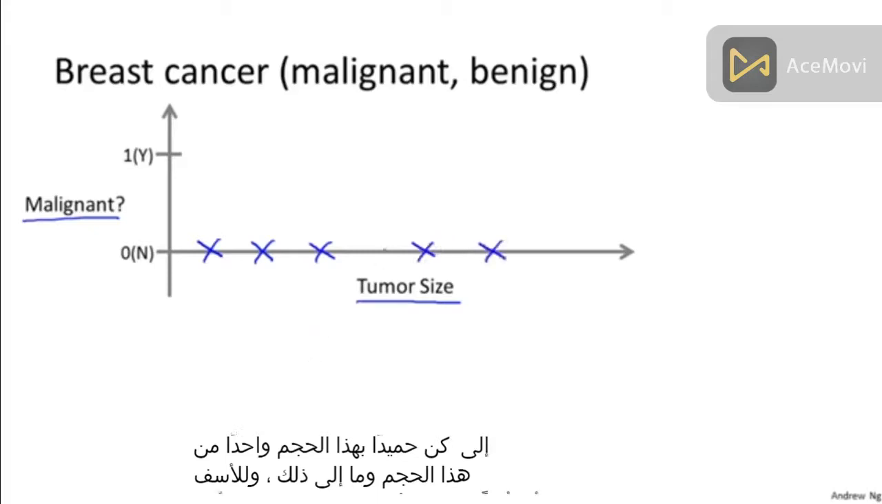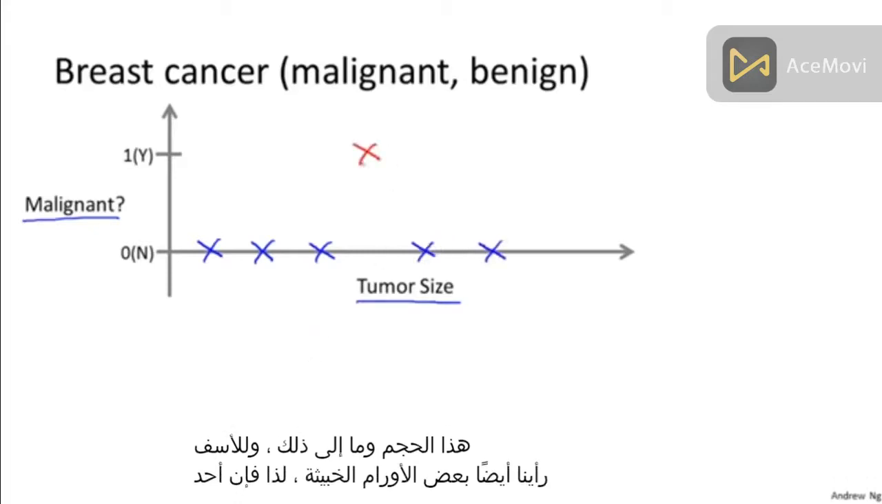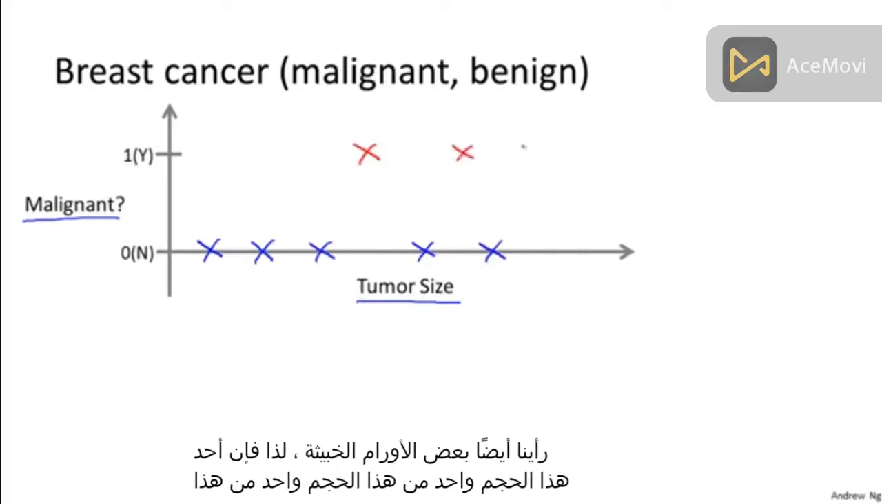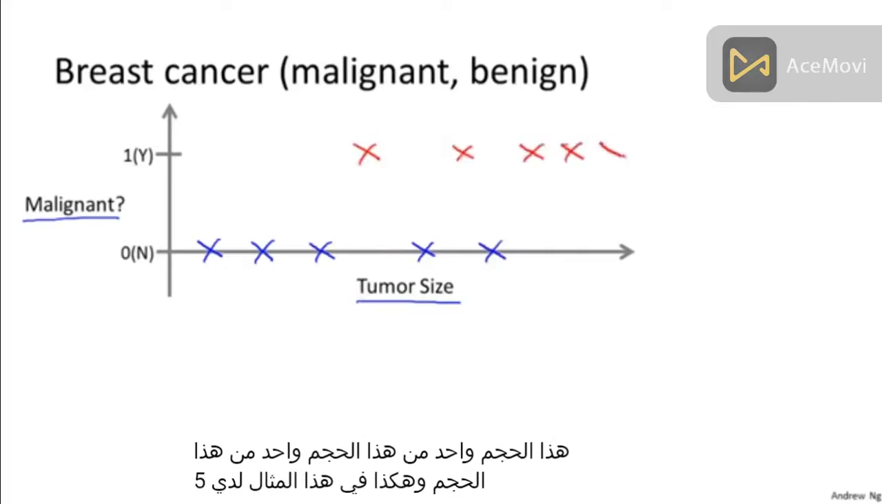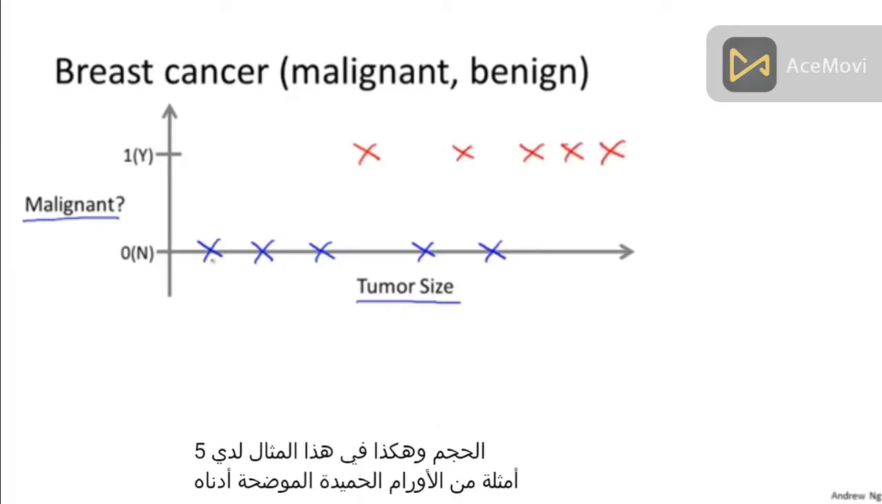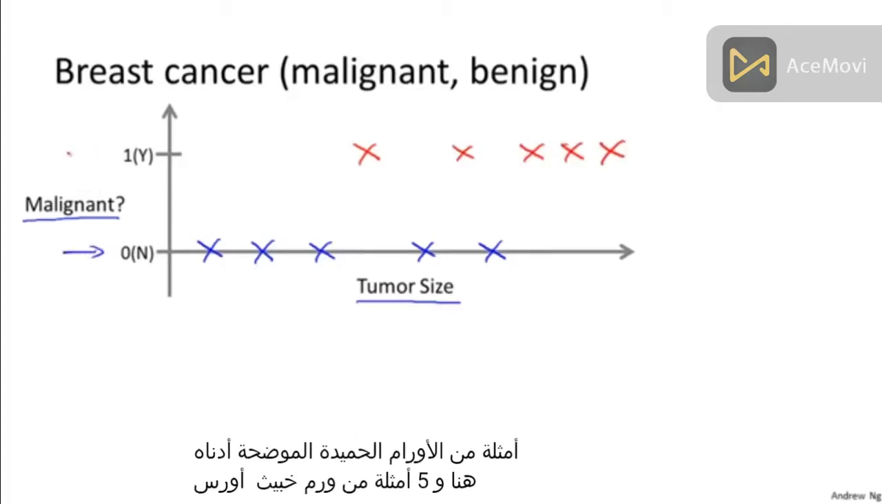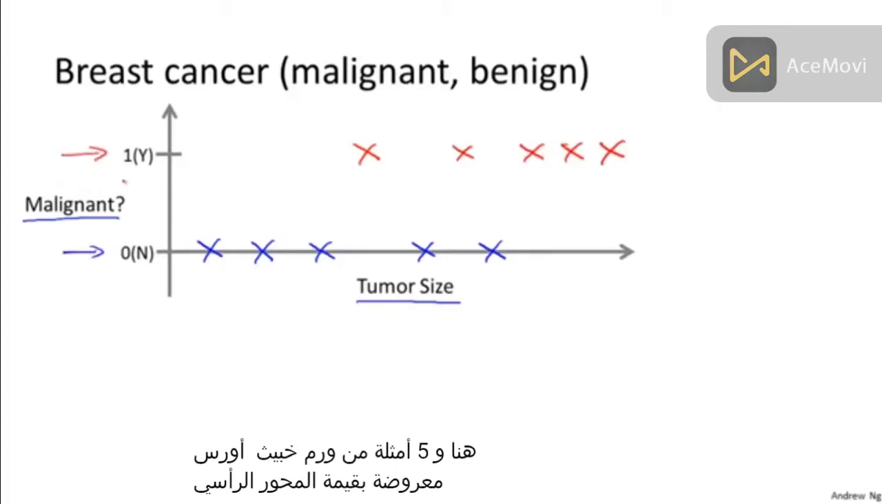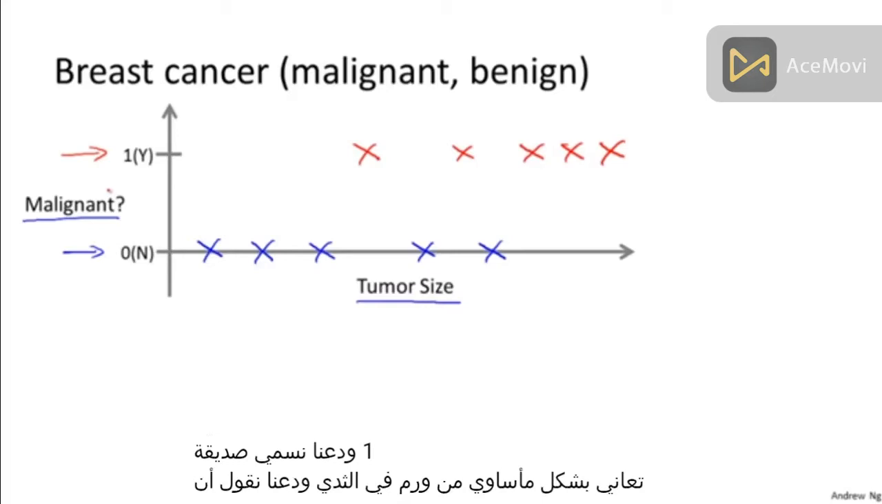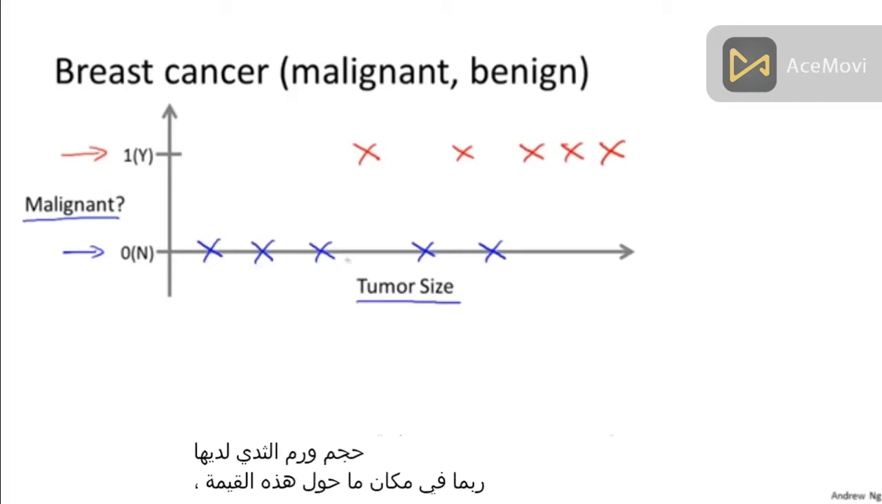And sadly, we also saw a few malignant tumors, so one of that size, one of that size, one of that size, and so on. So in this example, I have 5 examples of benign tumors shown down here, and 5 examples of malignant tumors shown with a vertical axis value of 1. And let's say you have a friend who tragically has a breast tumor, and let's say her breast tumor size is maybe somewhere around this value.